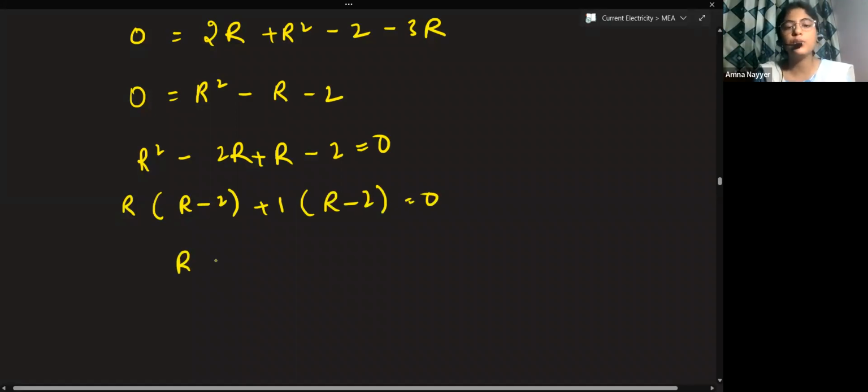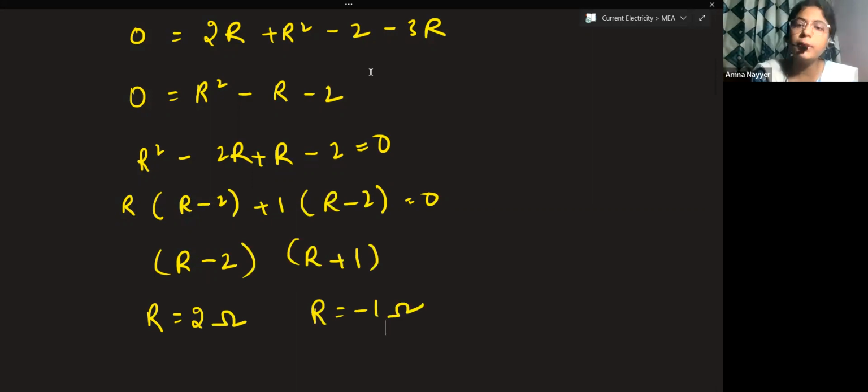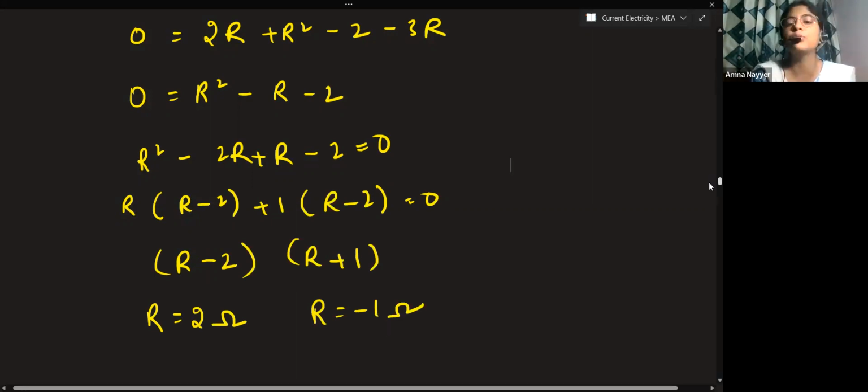So which values do you have? You have r minus 2 and r plus 1. So from here, r minus 2 gives r equal to 2 ohms. And from here, r will be equal to minus 1 ohm. See, resistance cannot be negative. It will be 2. Yes, we had to choose between these values.